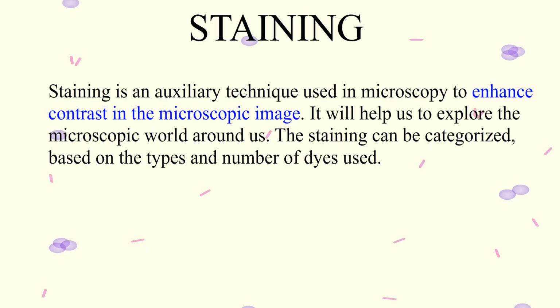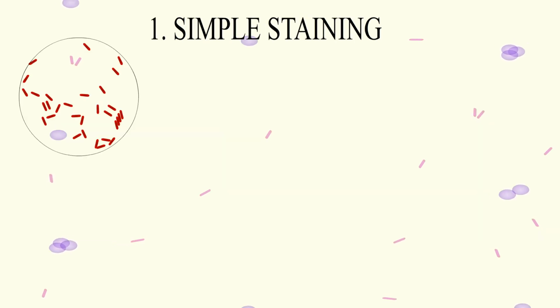Staining is an auxiliary technique used in microscopy to enhance contrast in the microscopic image. It will help us to explore the microscopic world around us. The staining can be categorized based on the types and number of dyes used. They are 1. Simple stain.